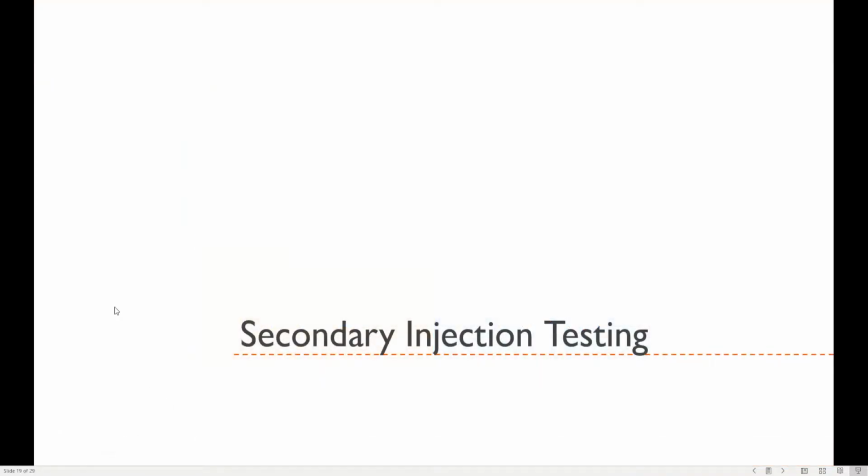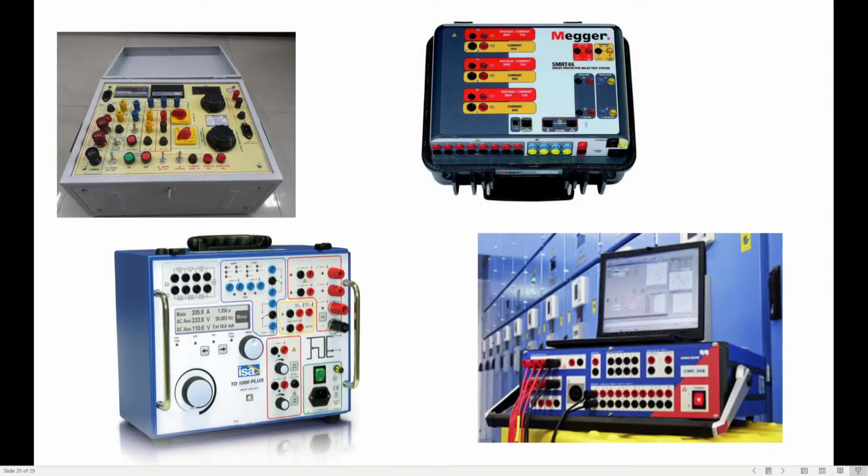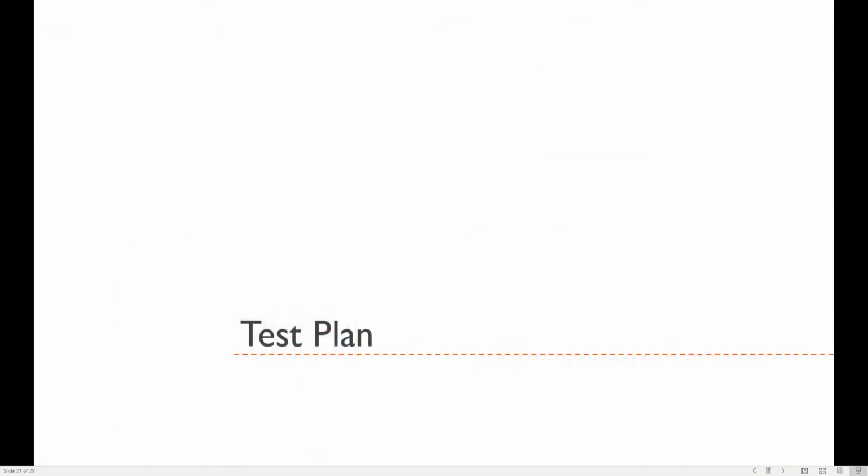Okay. So moving ahead with secondary injection test kit or secondary injection testing, there is a lot of equipment available. You have the SMRT from Megger, you have your Omicron CMC, you have your ISA test kit. You also have a very basic auto transformer based testing equipment as well. So today we'll be focusing on the CMC 356, right?